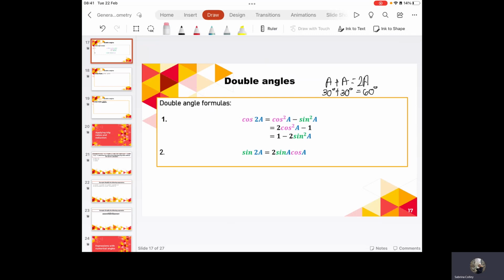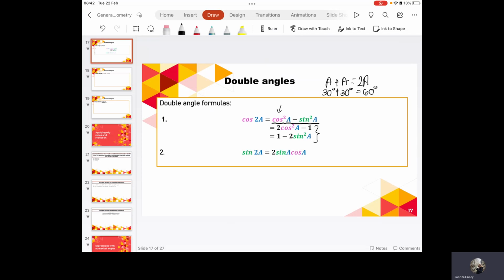So if we look at cos, if I've got cos of a double angle, there are three ways that I can write this. The first way is cos squared A minus sine squared A. Remember, your cos squared plus sine squared is your identity, equal to 1. But now we're looking at cos squared A minus sine squared A. Please make sure the cos comes first. Then there are other ways we can write this, because sometimes we have to write it in terms of cos, and sometimes in terms of sine.